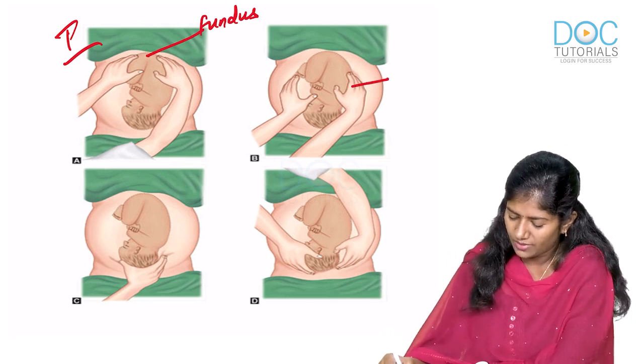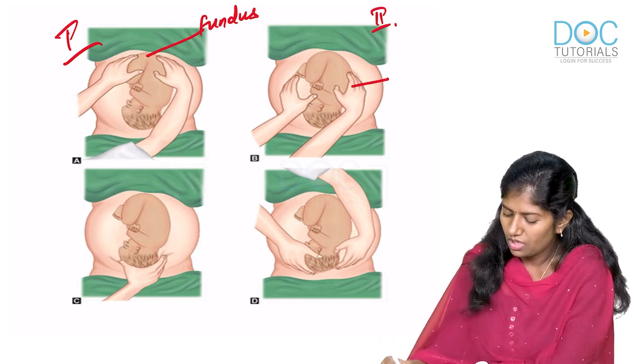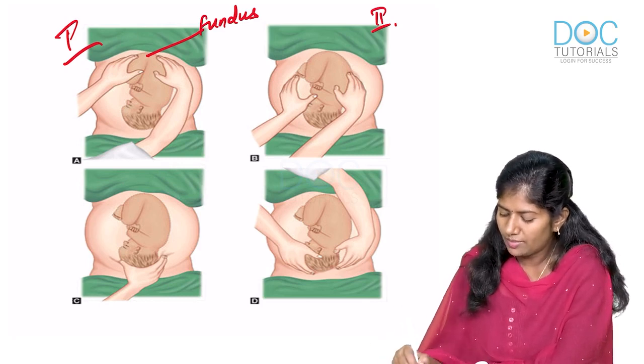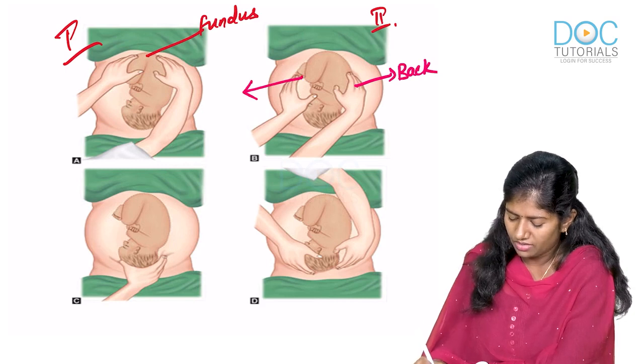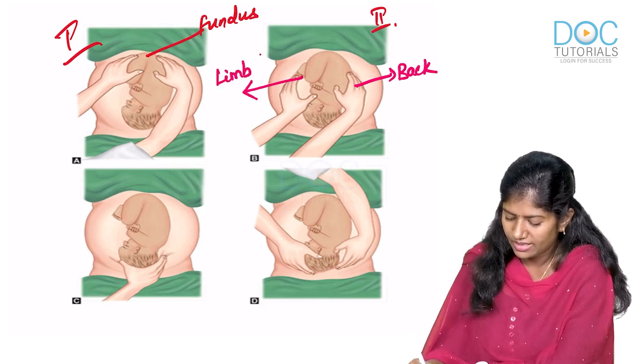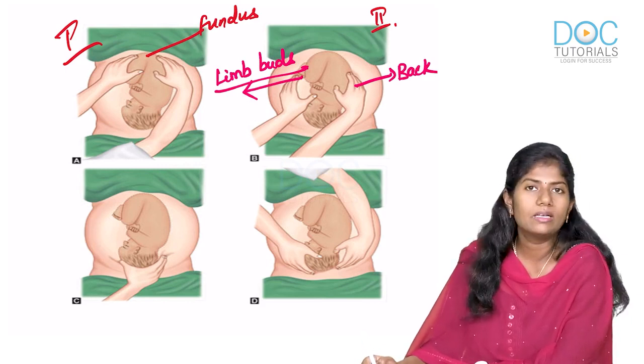This is lateral grip, Leopold's 2. Okay, so here, what does the examiner feel? On one side, the examiner or the obstetrician feels the back of the baby, and on the other side, the limb buds. Back on one side and limb buds on the other side in lateral grip.